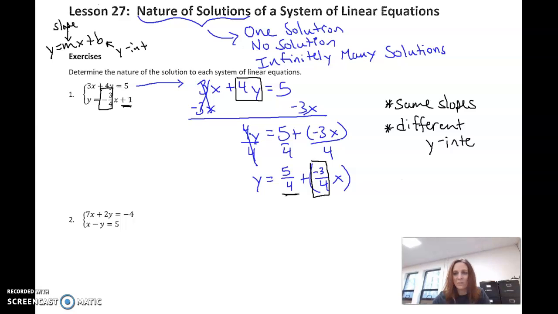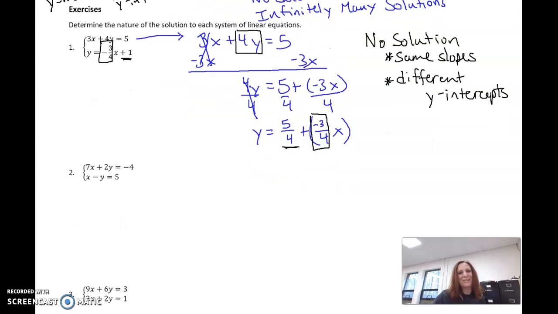So, as we learned in our last lesson, if you have the same slope but different y-intercepts, that means you have two parallel lines. So there is no solution. Okay? This is what we're going to be doing over and over and over again, okay? So let's look at the next example.